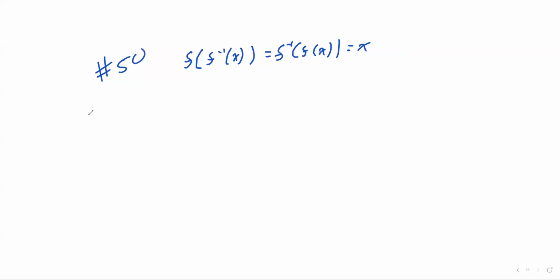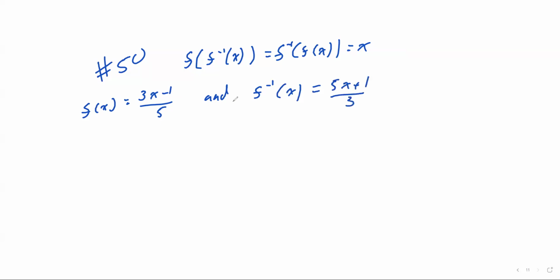So what you'll start with is f of x is equal to (3x minus 1) over 5. And then it says that the inverse is (5x plus 1) over 3. So what we're going to do first is take this function and replace the x.